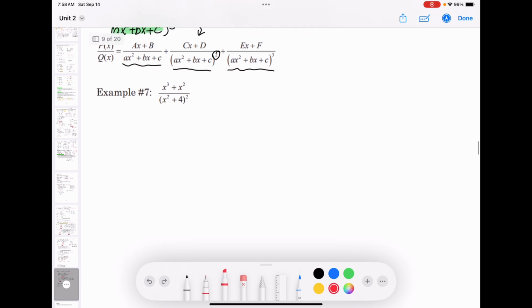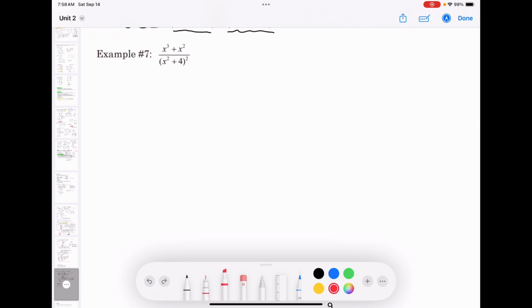Okay, let's see Example 7. The bottom. Can you keep factoring the bottom? No, because in the parentheses we have x squared plus 4. I cannot factor it. This is a non-factoring quadratic form. Okay, so what should I do next? Rewrite it or decompose it. So the denominator is x squared plus 4. This is the base of our 2.